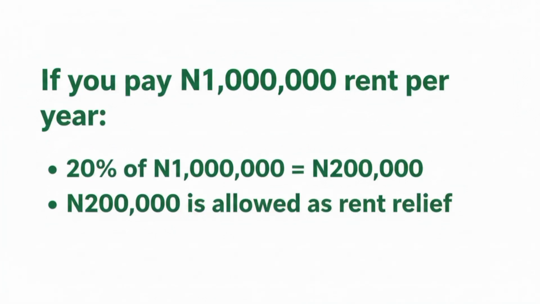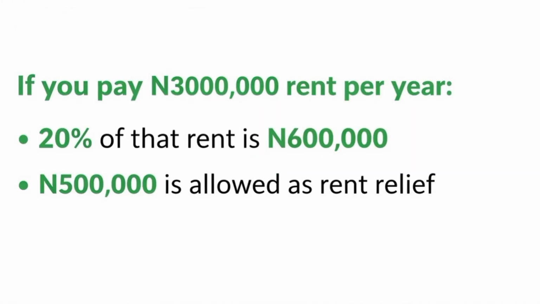For example, if you pay 1 million rent per year, 20% of 1 million equals 200,000. 200,000 is allowed as rent relief. If you pay 3 million rent per year, 20% of that rent is 600,000. 500,000 is allowed as rent relief. This reduces your taxable income and lowers your tax.